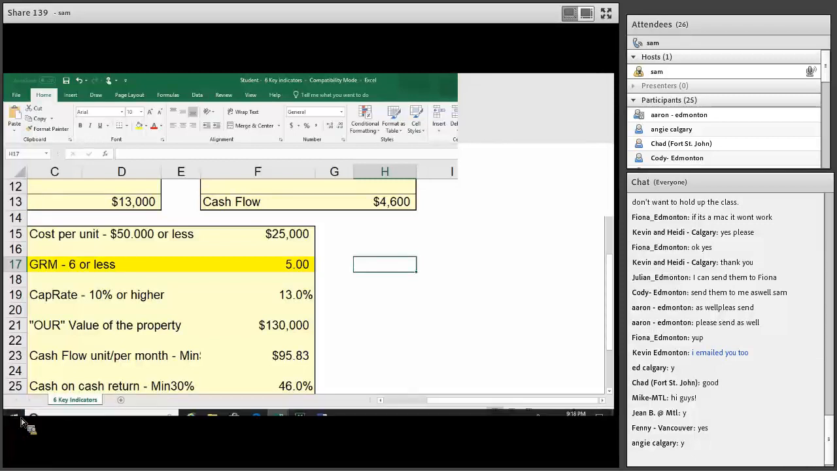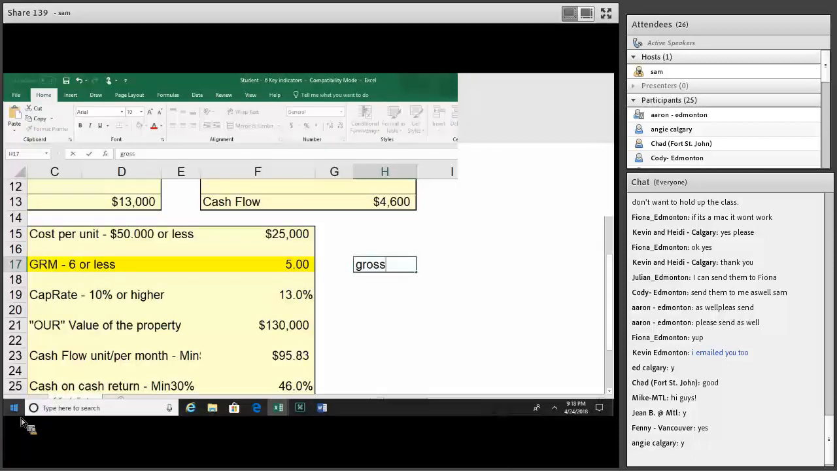Okay, so GRM is gross rent multiplier. So what does that mean? Well, gross rent multiplier is calculated simply this. You take the gross rent divided by the cost. Oh, let's do it the other way. Sorry about that. So purchase price, I did that backwards. Purchase price divided by gross rent.